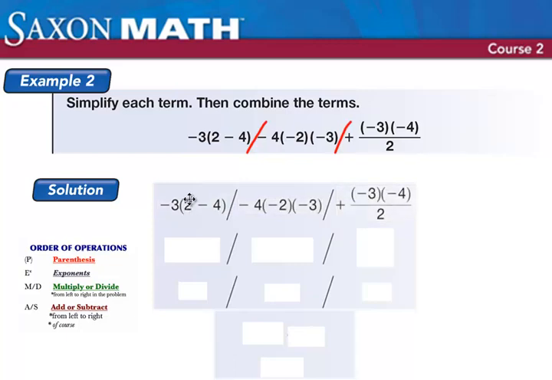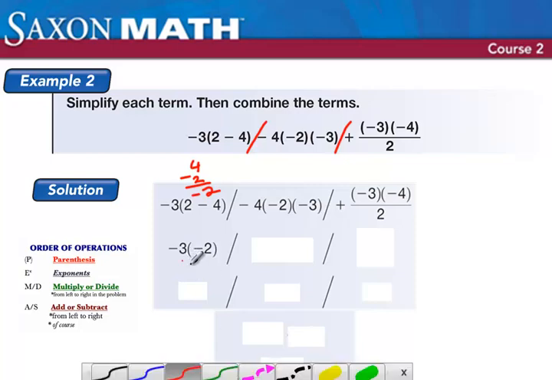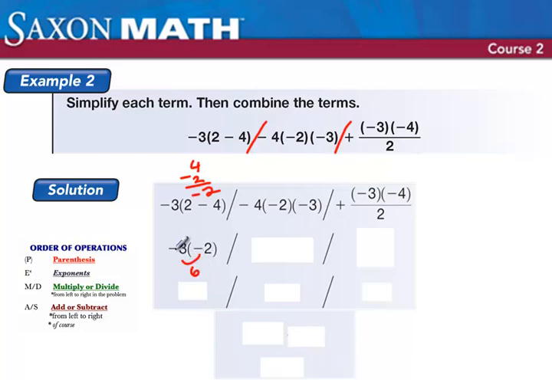First of all, we know that we have to do parentheses first. So we have a positive 2 and a negative 4. The signs are different, so we will subtract and take the sign of the bigger number. 4 minus 2 is 2, and the absolute value of negative 4 is greater, so therefore it is a negative 2. So this simplifies. Negative 3 times negative 2. We know we're multiplying. 2 times 3 is 6. A negative and a negative is a positive. So we have a positive 6.